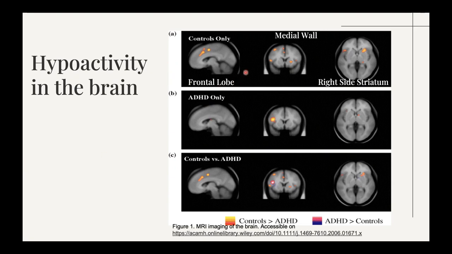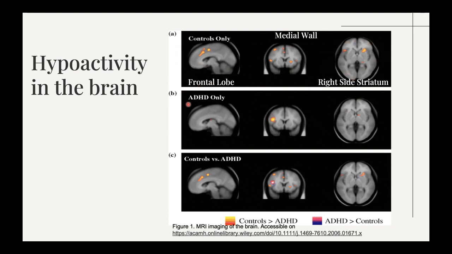In the top row, we have the control group, and we can see the three different planes. On the left side is the frontal lobe, and we have these orange dots here that represent that this part of the brain is active. And then in the middle is the medial wall, and again, we see the orange dots. And the right side is the right side striatum, and we see the orange dots again representing that this part of the brain is active.